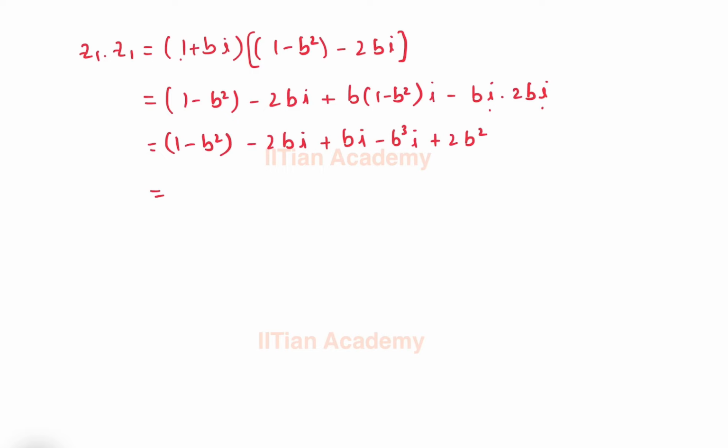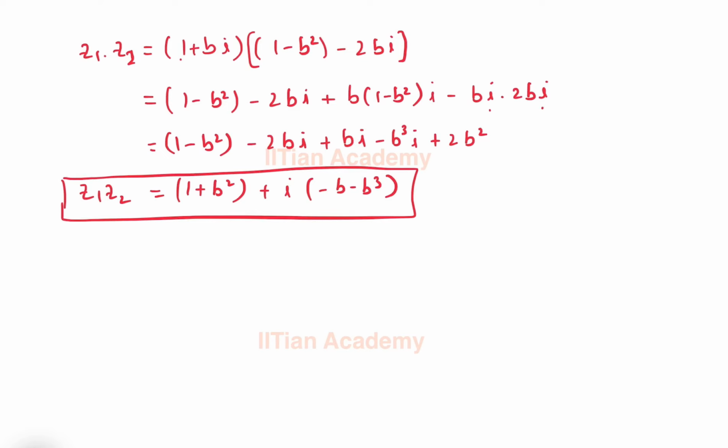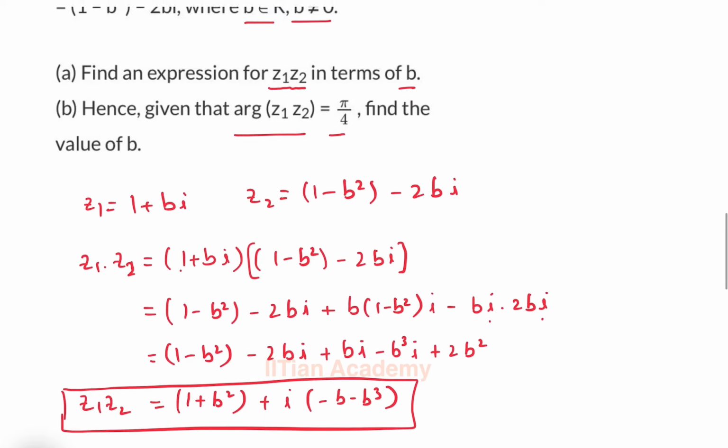So let us simplify it further. What we will do is separate the terms of the real part and the complex part. So what we get is 1 plus b square plus i into minus b cube. So z1 multiplied by z2 is equal to 1 plus b square plus i into minus b cube. Now let us move on to the second part.